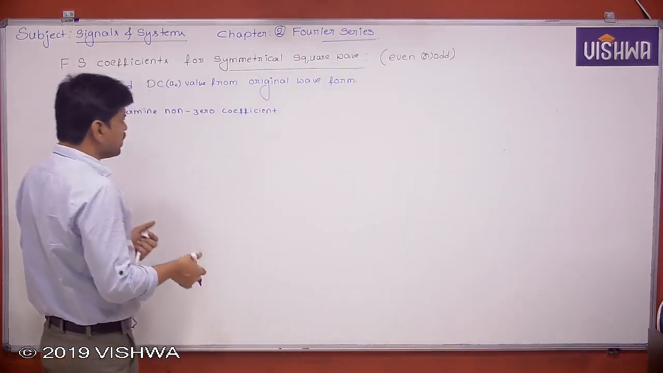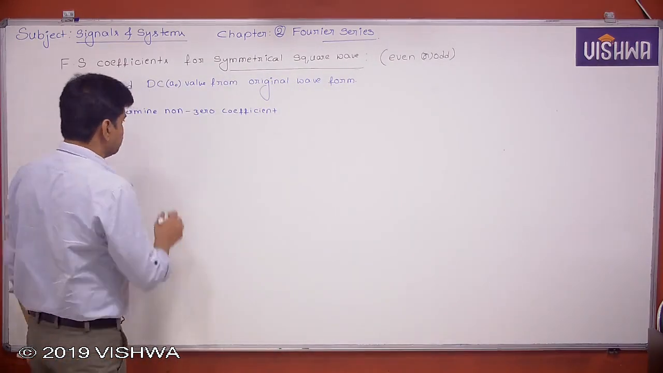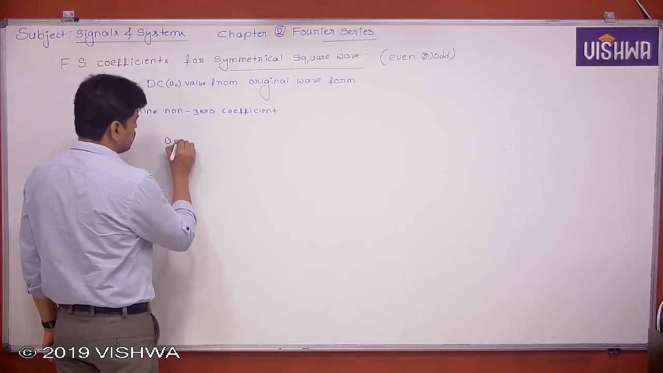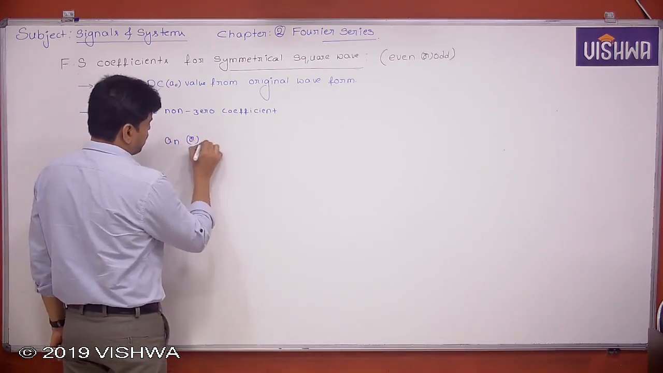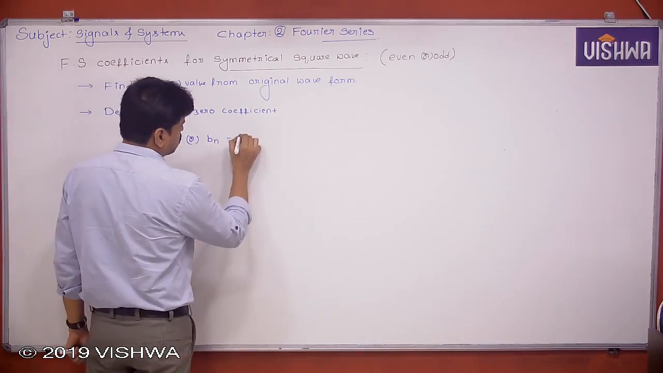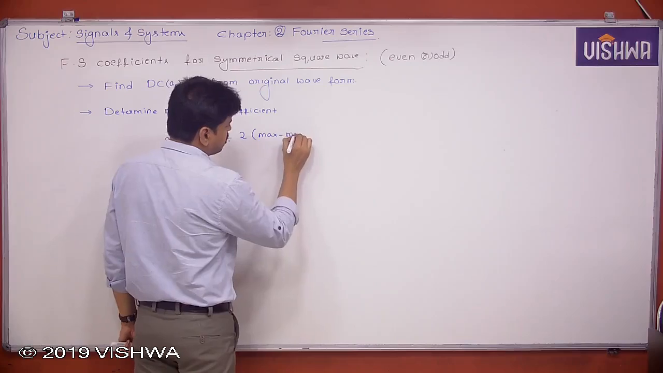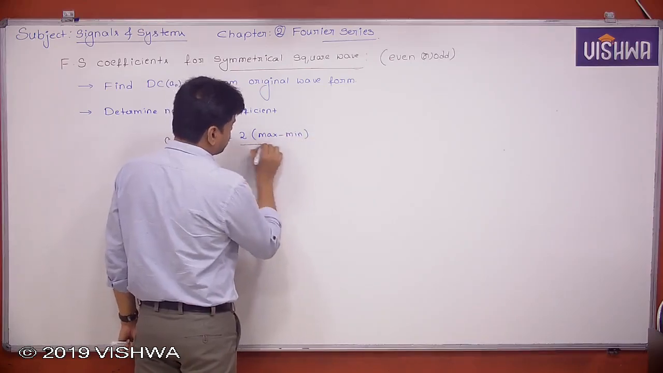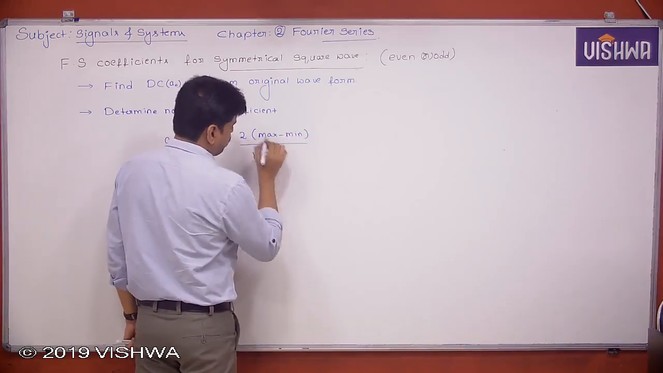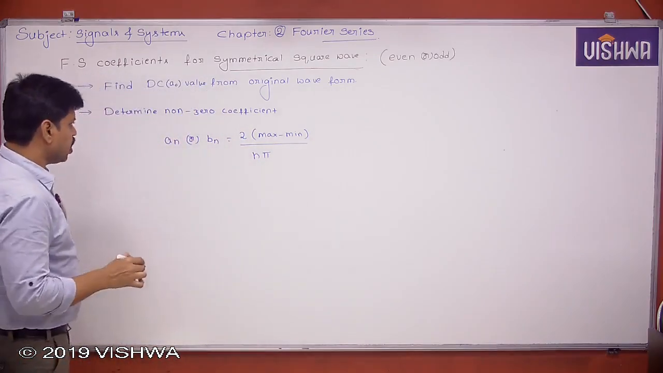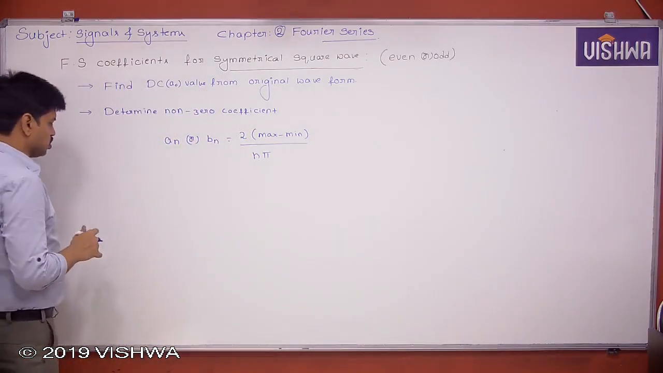Once it is An or Bn, both have the same formula: An or Bn is equal to 2 into (maximum value minus minimum value) by n pi. What do you mean by that? So these are the 2 points you have to remember.